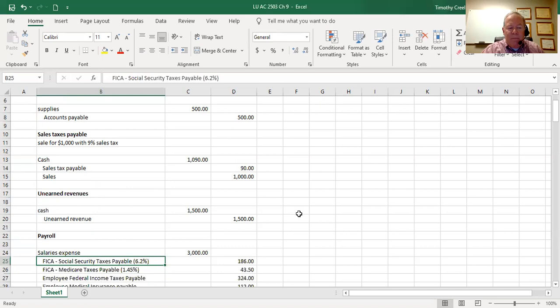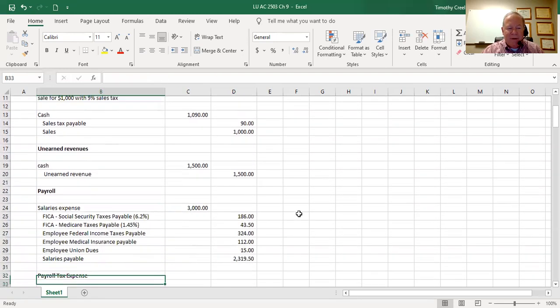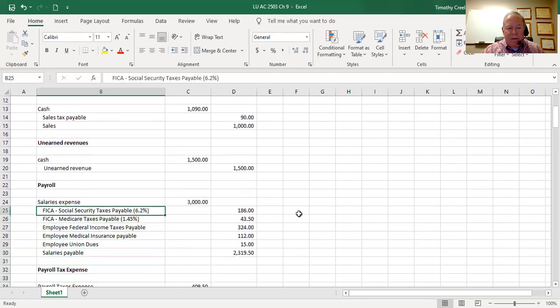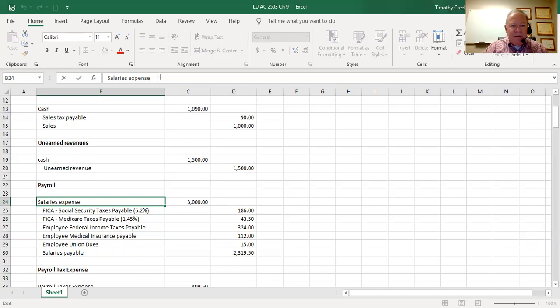Okay, now a big area here is going to be related to payroll. Payroll would be whenever a company pays their employees. This is an example right here of what a company might see when it comes to payroll. There's a debit to salaries expense, and this is basically the gross pay.